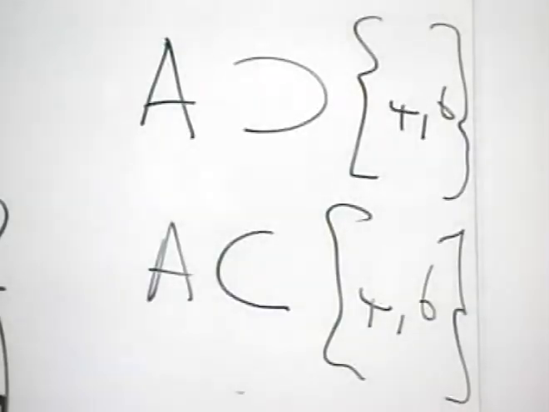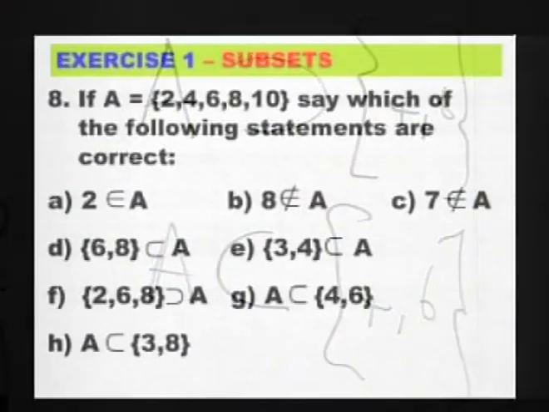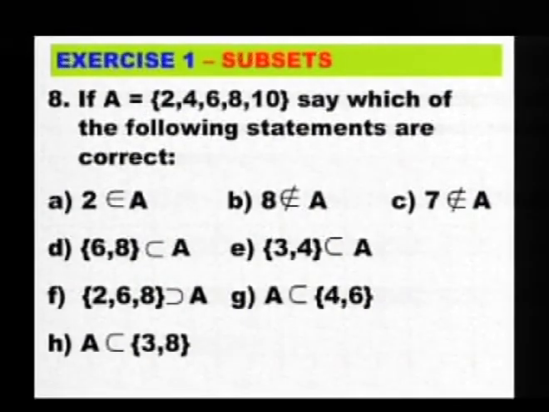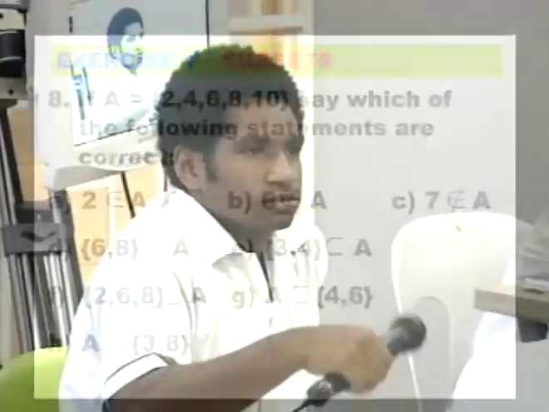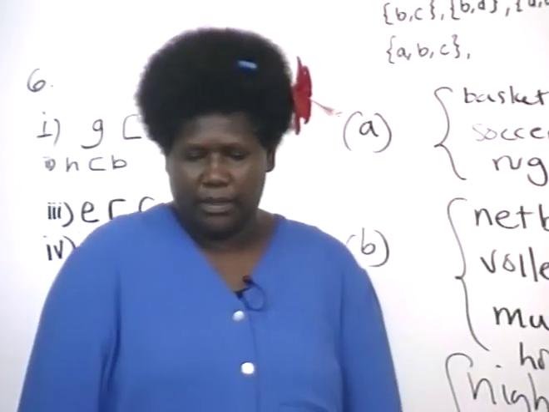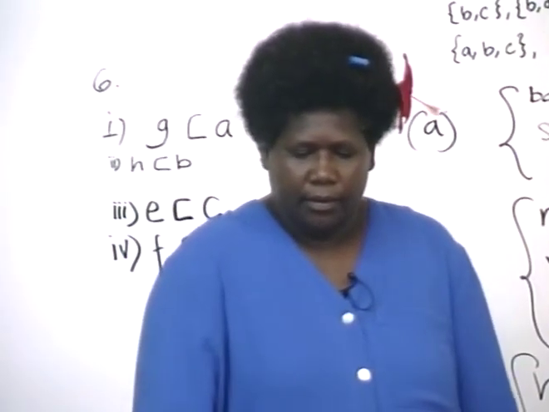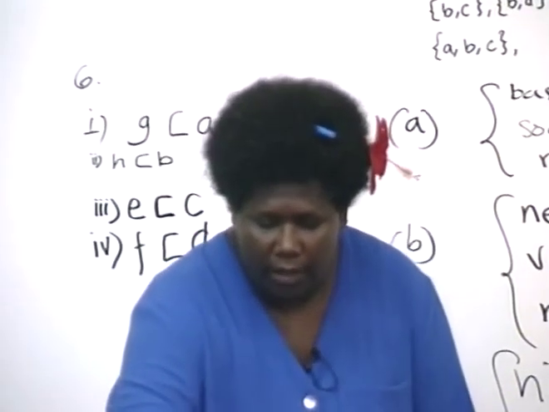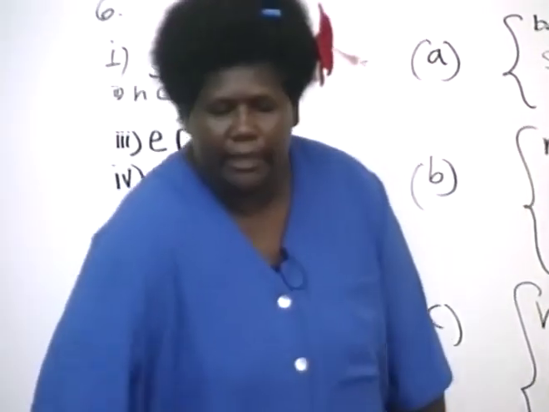All right, letter H, Siegfried. Does A contain 3 and 8? Okay, A contains the set 3 and 8. Is that right or wrong? Wrong, because 3 is not a member of A. 3 is not in the set. Okay? You all agree? Right, next question.